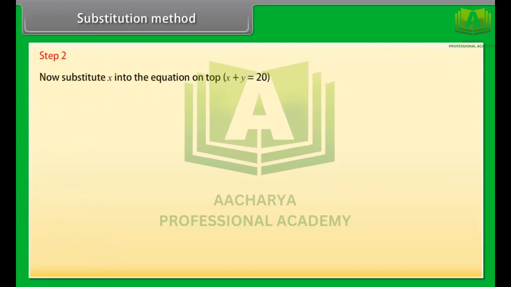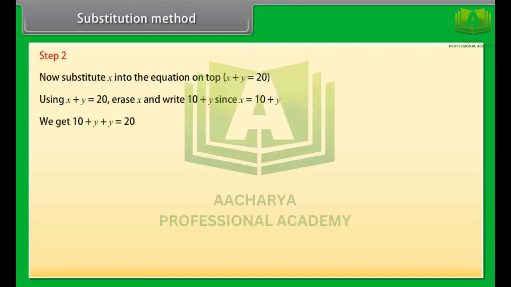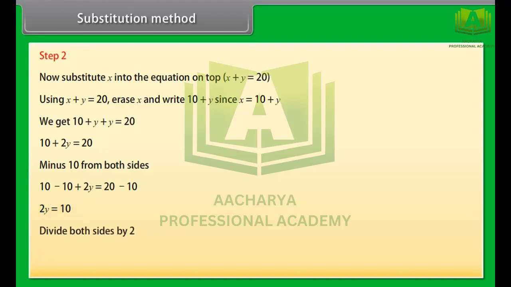Step 2. Now substitute x into the equation on top. x + y = 20. Using x + y as 20, erase x and write 10 + y since x is equal to 10 + y. We get 10 + y + y = 20, so 10 + 2y = 20. Minus 10 from both sides. 10 - 10 + 2y = 20 - 10. 2y = 10. Divide both sides by 2. y = 5.